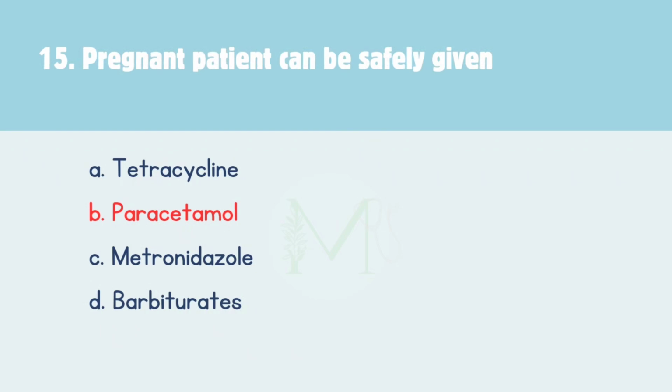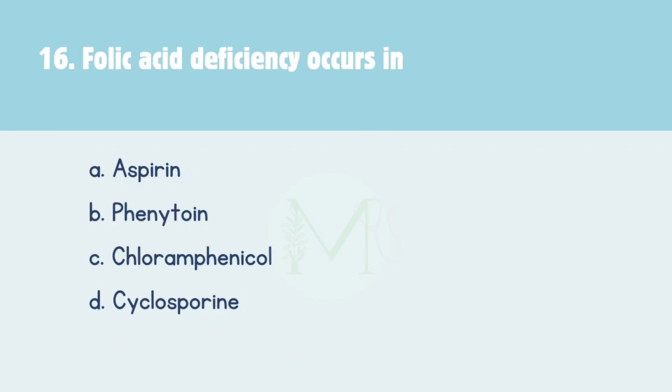So, for pain and fever management during pregnancy, remember always paracetamol is the safest option. Drugs like tetracycline and barbiturates are contraindicated due to their harmful effects on fetal development. The next question is, folic acid deficiency occurs in. The options are aspirin, phenytoin, chloramphenicol, cyclosporin. And the correct answer is phenytoin.